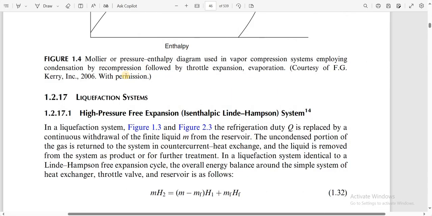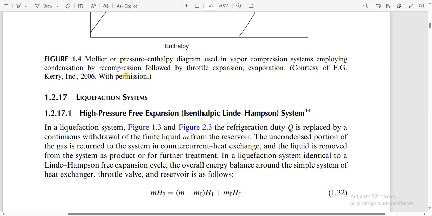In the liquefaction system in figures 1.3 and 2.3, the refrigeration duty Q is replaced by a continuous withdrawal of the finite liquid M from the reservoir. The uncondensed portion of the gas is returned to the system in countercurrent heat exchange, and the liquid is removed from the system as product or for further treatment.